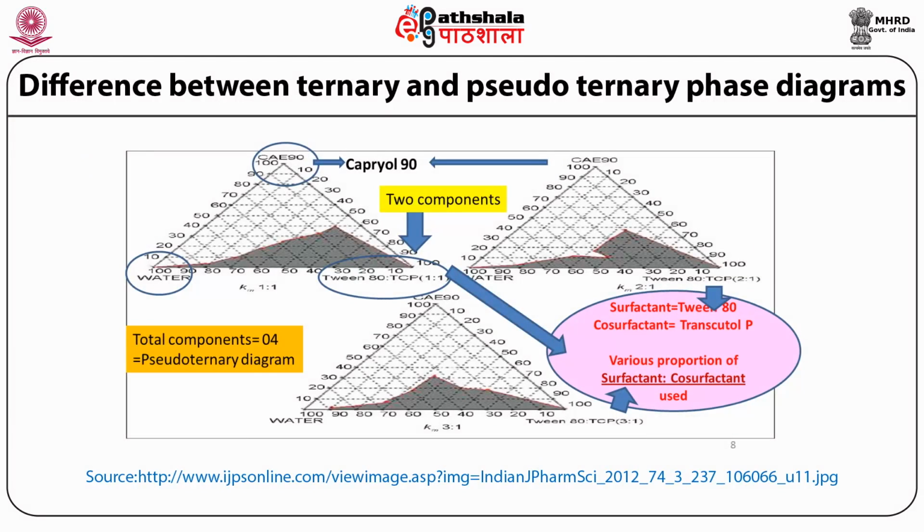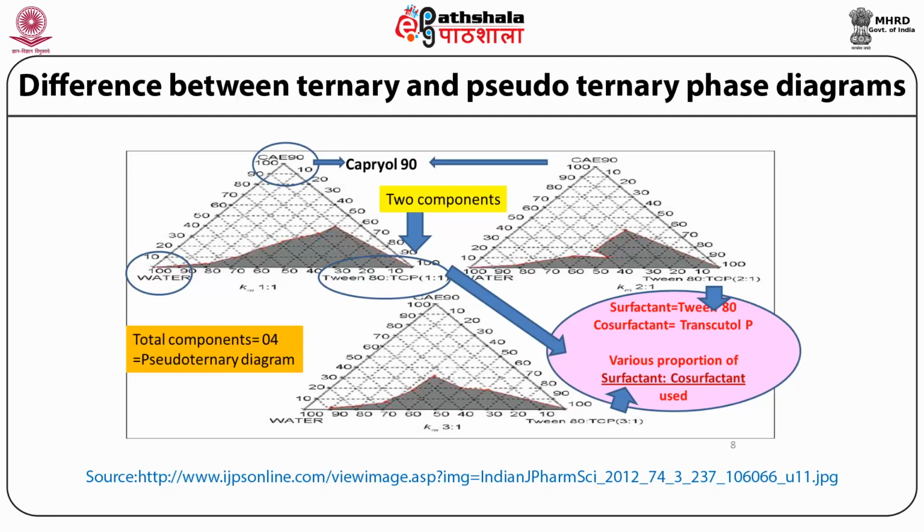Now in this image, you can see different types of phase diagrams. Diagram 1 is between Capryol 90, water, and Tween 80 to TCP. TCP is Transcutol P. In this case, as the C corner of the Gibbs triangle, we have taken the surfactant to co-surfactant proportion of 1:1. So here are the two components.